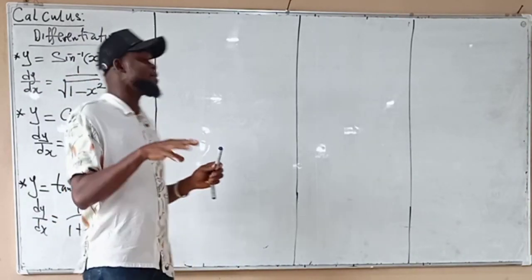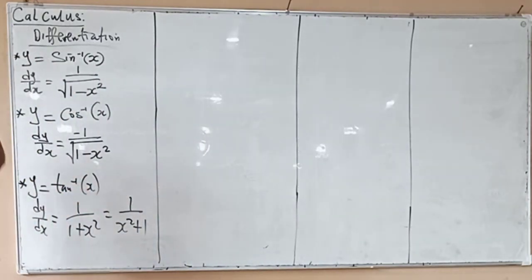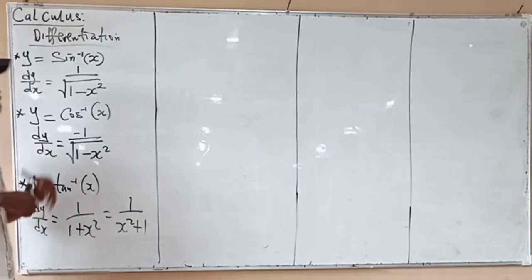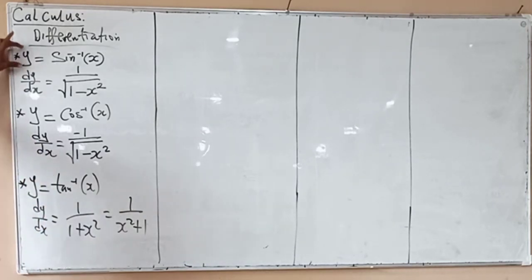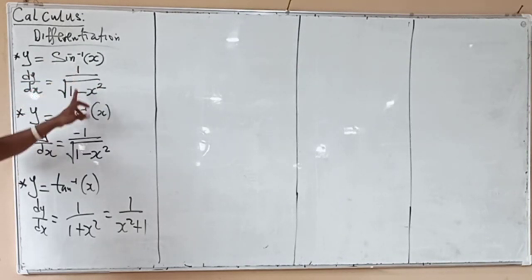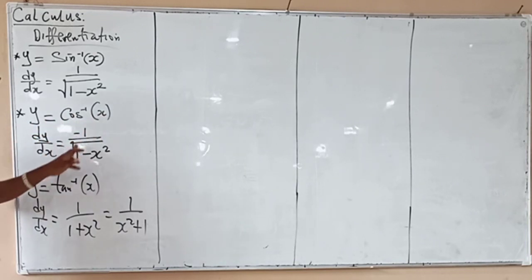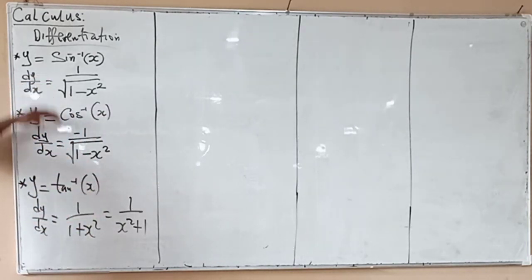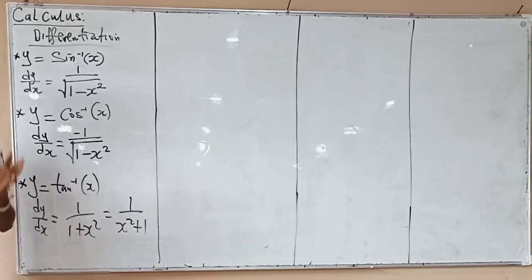Now, let's look at examples to see what we are going to have. Remember, if I go to the sine inverse of x, dy over dx will be 1 over the square root of what? 1 minus x squared. If I go to the cos inverse of x, dy over dx will be what? Minus 1 over the square root of 1 minus x squared. This and this are the same, but this is just the negative of the sign. Then if I go to the tan inverse of x, dy over dx is going to be what? 1 over 1 plus what? x squared.